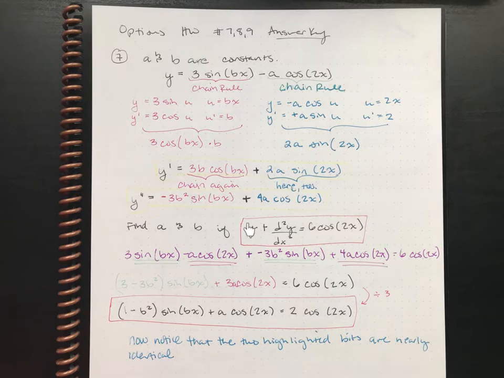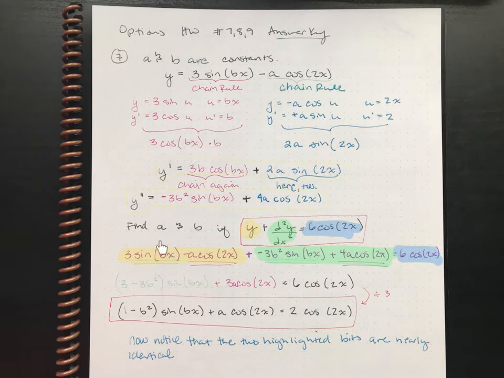Then it tells you that if you add y and the second derivative, you get 6 cosine of 2x. So that's what I did here. This part right here is y, and this part right here is the second derivative, and all of that, of course, is equal to 6 cosine of 2x. Okay.